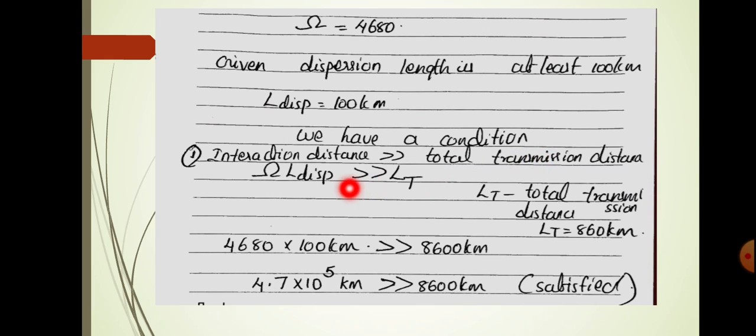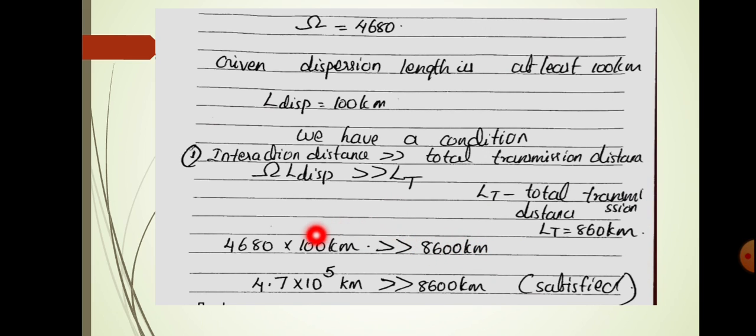First condition is that the interaction distance between the solitons should be very much greater than the total transmission distance. Here the total transmission distance is 8,600 kilometer, and we have to find the interaction distance. Interaction distance is obtained by the equation omega into L dispersion. Omega we have found out is 4680 and L dispersion is 100 kilometers. So we can substitute here, and we will get the value as 4.7 into 10 raised to 5 kilometer, that is the interaction distance. And we have LT value as 8,600 kilometers.